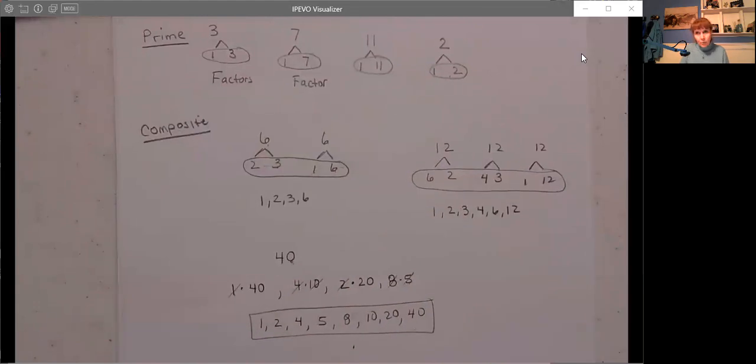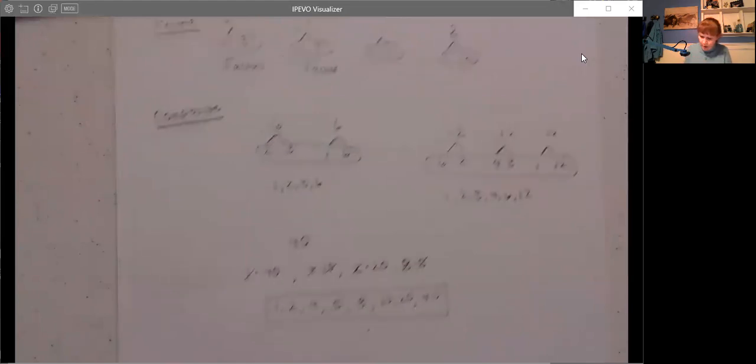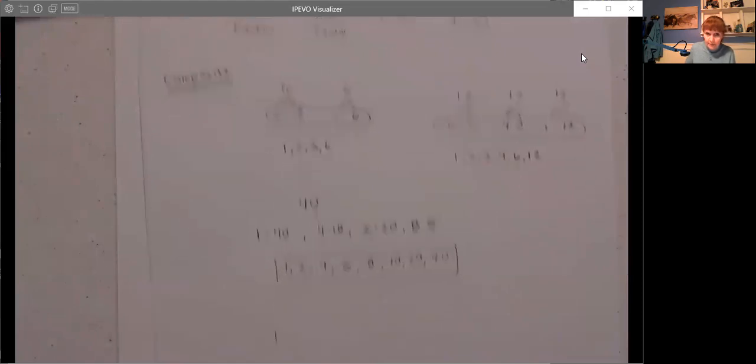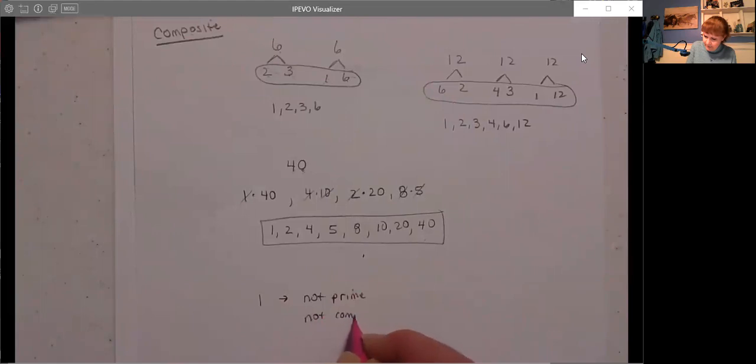Now let's talk about the number 1. The number 1 is not prime or composite. It's just kind of off by itself. So if they give you the number 1 and ask you, is it prime, composite, or neither, say neither. All right, just the number 1. So the number 1, let me move this up. The number 1 is not prime and it's not composite.